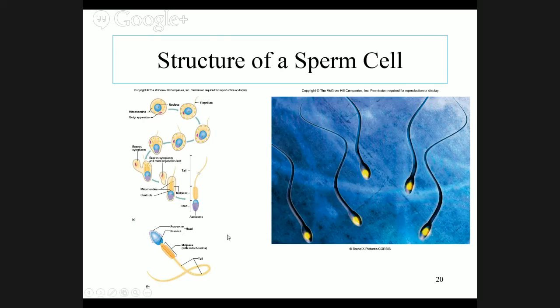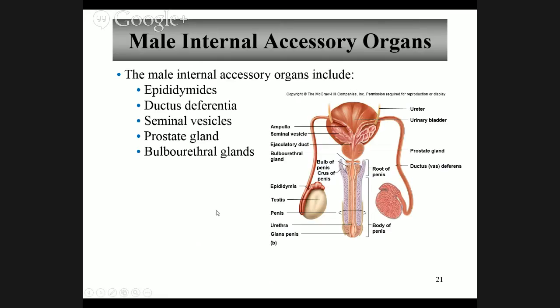And here's the structure of a sperm cell, the nucleus and the flagellum. And you have the acrosome, the midpiece, and the tail. And here's the male internal accessory organs, including the epididymis, the ductus deferentia, the seminal vesicles, the prostate gland, and the bulbourethral glands.